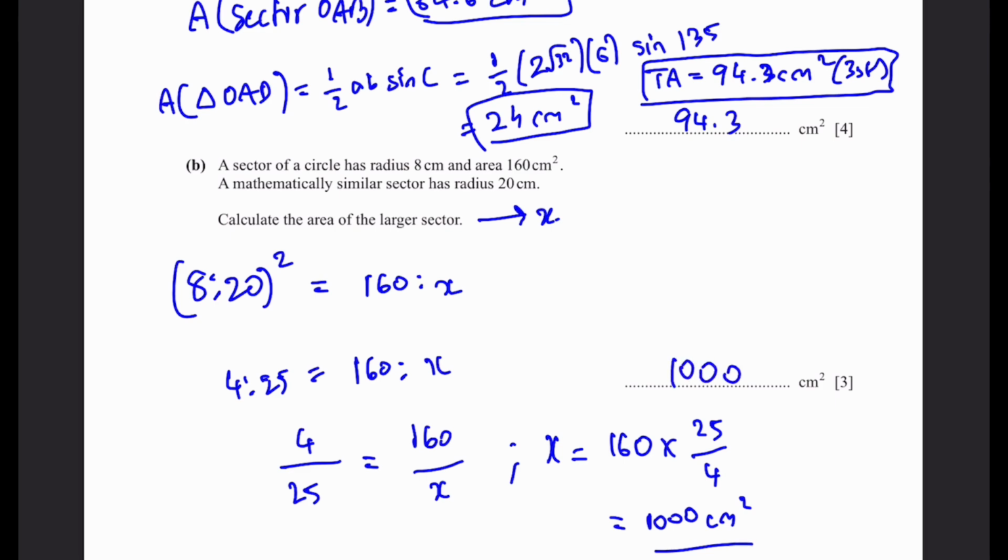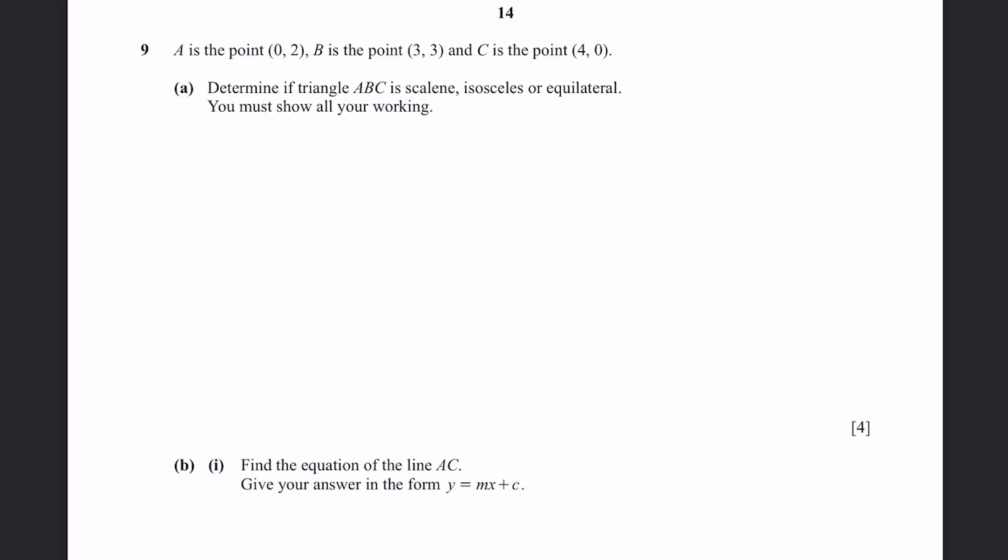Now going to question number 9. Question 9. A is the point 0, 2, B is the point 3, 3, and C is the point 4, 0. A. Determine if triangle ABC is scalene, isosceles, or equilateral. You must show all your working. So to find any of these, we need to find the length of the sides.